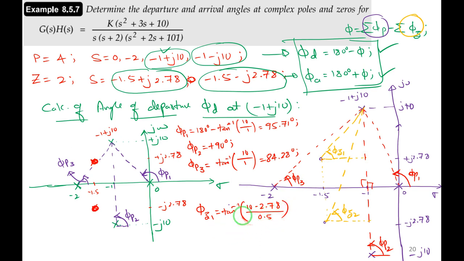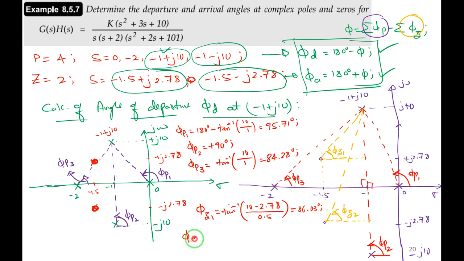So we'll calculate this phi z1. Shift tan inverse of, let me divide this: 10 minus 2.78, I am getting 7.22, divided by 0.5, which is 14.44. And we'll calculate tan inverse of this answer. So I am getting it as 86.03 degrees.